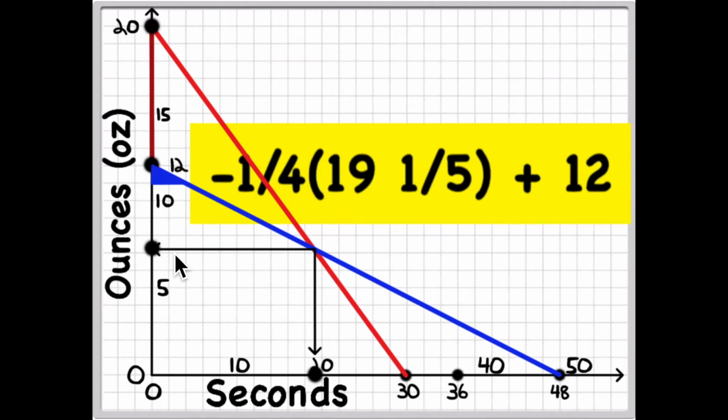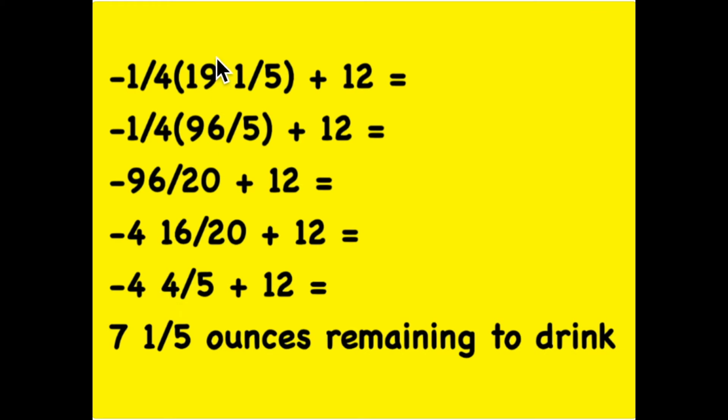So what volume is that? We can use Lynn's expression. She is drinking 1/4 of an ounce every second. It takes her 19 1/5 seconds to get to this point. Subtract that from 12 ounces, and that volume is 7 1/5 ounces to go. So here's the math, the calculation, and you end up at 7 1/5 ounces remaining to drink.